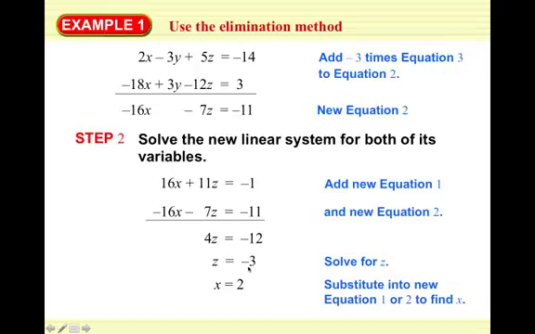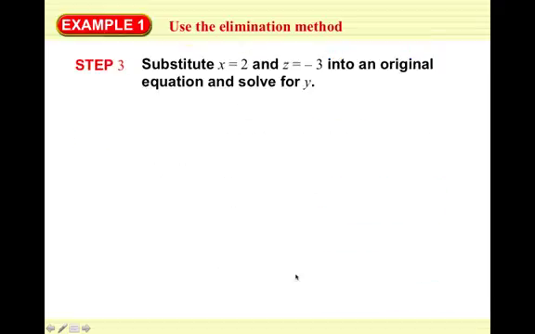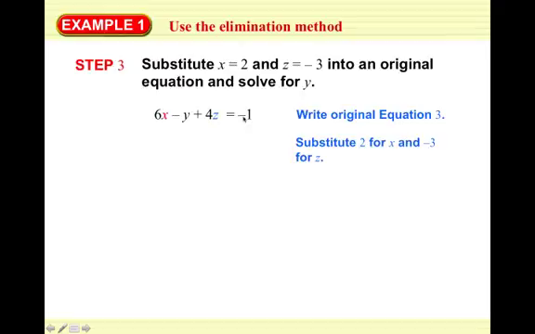Now I know that z is negative 3 and x is 2. How could we find out what y is? That's right. We're going to take both of these values and plug them into any one of the equations in the original system and solve for y. So let's look at original equation 3: 6x minus y plus 4z equals negative 1. So we're going to have 6 times 2 minus y plus 4 times negative 3 equals negative 1.